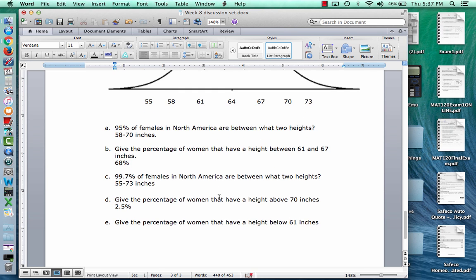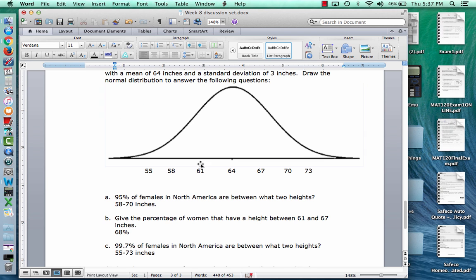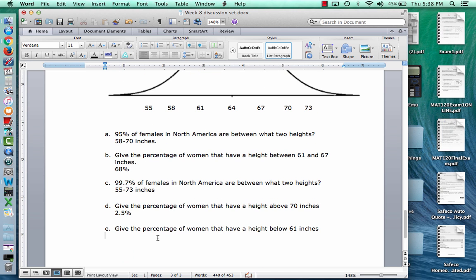The last one says give the percentage of women that have a height below 61 inches. 61 inches is 1 standard deviation below the mean. Now remember, 68% of the data is within 1 standard deviation, so from here to here is 68%. So outside of that, 100 minus 68 is 32. 32% out over here and over here. But if I divide 32 by 2, then I'll know the portion that's below 61, and 32 divided by 2 is 16%.